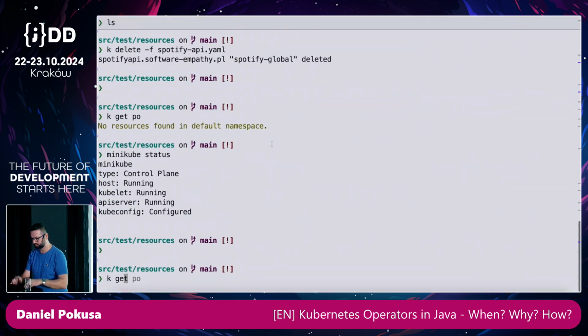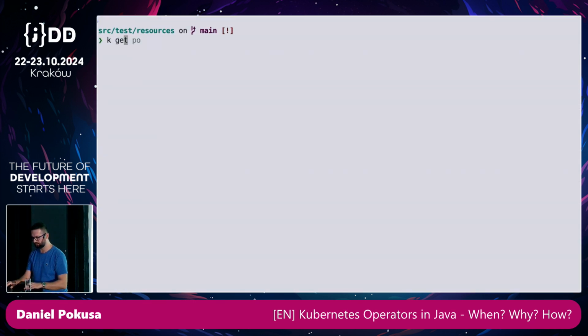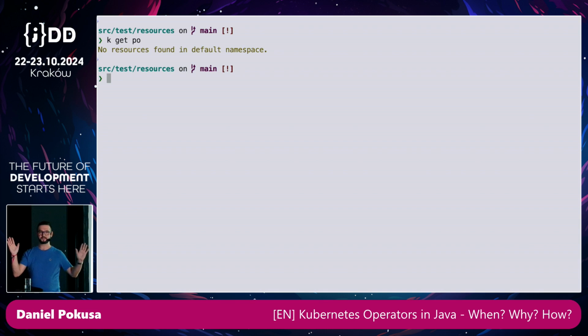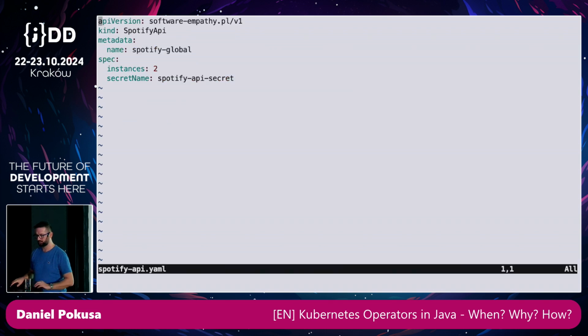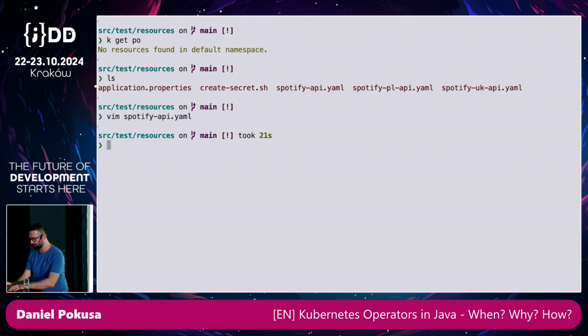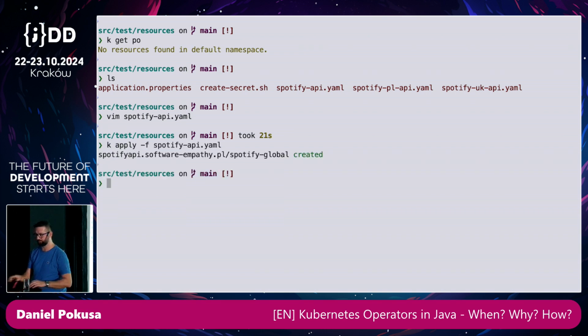Dismiss tip. So I believe that you can see everything. There is nothing running there. Yep, that's correct. I have here this Spotify API, Spotify Global, 2 instances, and this is one of the patterns where you expect a secret created externally to be added. So the secret for my API is here, and the operator just needs to take that as an input. Okay, apply Spotify API, that's it.